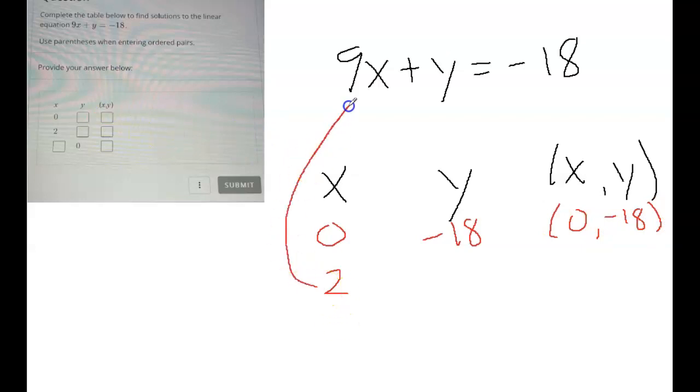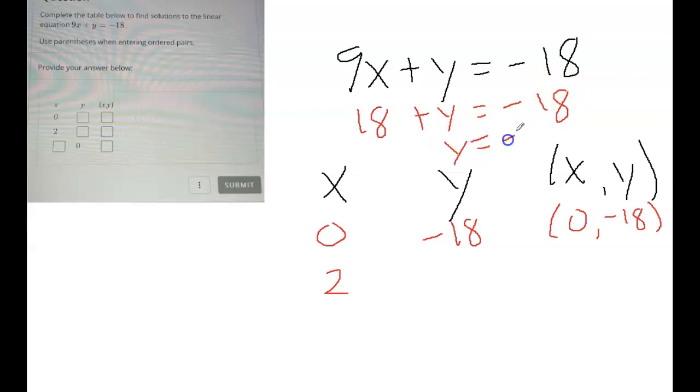So then do the same thing, plug a 2 in there for x, see what you get for y. 9 times 2 would be 18, plus y equals negative 18. If you subtract 18 from both sides, you get y by itself, and you get negative 36. So negative 36. So (2, -36).